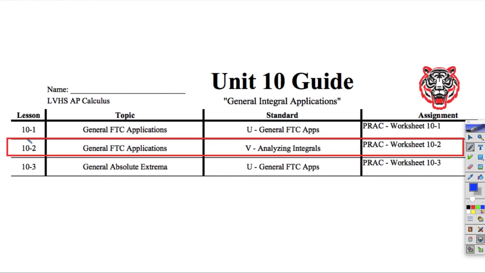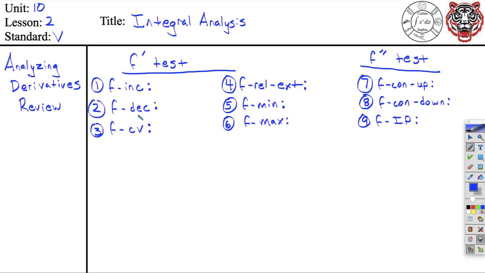All right, so we are on the second lesson out of the 3. If you were not here yesterday because you were taking your test, make sure that you have the notes from yesterday and the worksheet from yesterday. All right, so let's talk about some review. This was way, way long ago when we did our F prime and F double prime test. I want the short, easy definition.